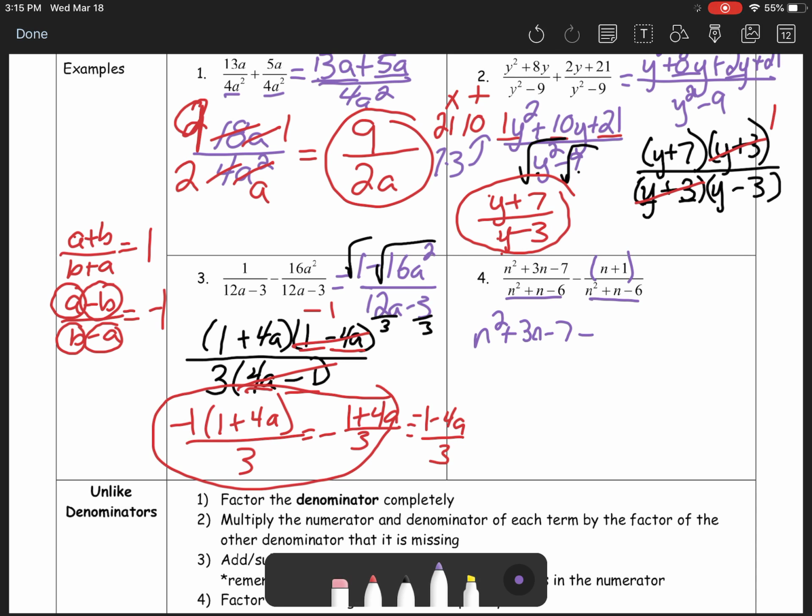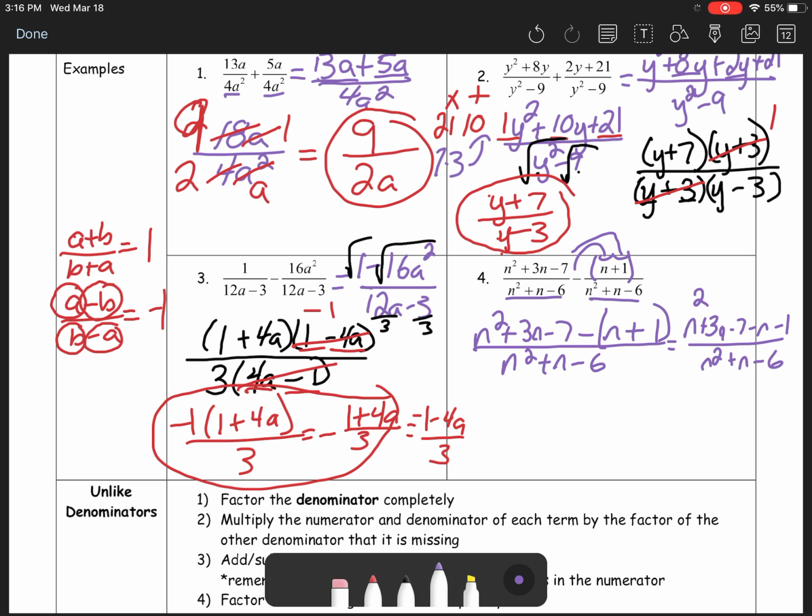Now, a lot of you are going to say this is going to be minus n plus 1. But remember that you're subtracting the whole thing. You're going to be subtracting the n and subtracting the 1. So you have two options. You can either write this in parentheses, n plus 1, and then this is going to be n squared plus n minus 6. Or you can do, because you know you're going to be subtracting both parts, n squared plus 3n minus 7 minus n minus 1 all over n squared plus n minus 6.